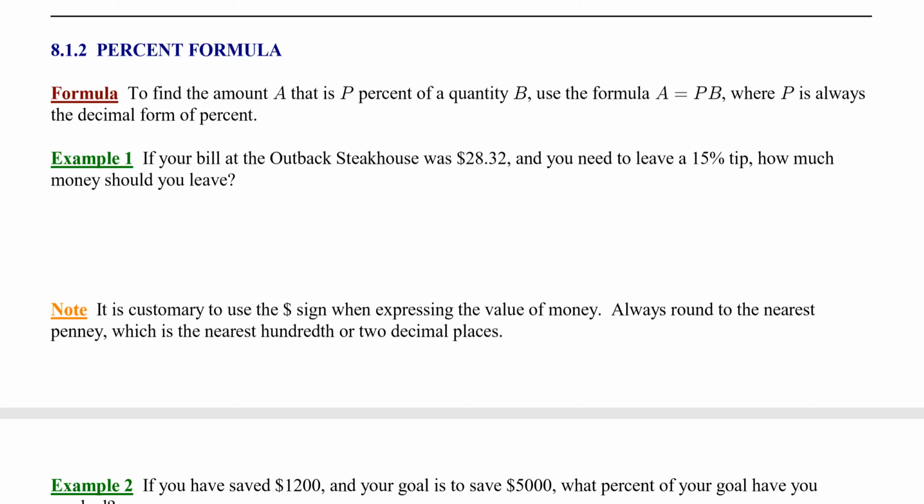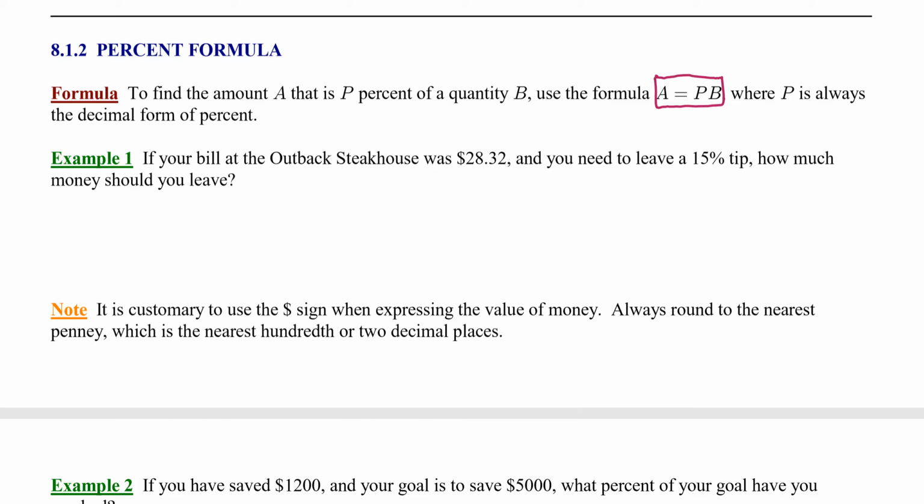Now that we have learned how to convert a decimal to a percent and vice versa, and we can handle fractions in the mix, we are ready to examine the basic percent formula. To find the amount A, that is P% of a quantity B, use the formula A equals PB.